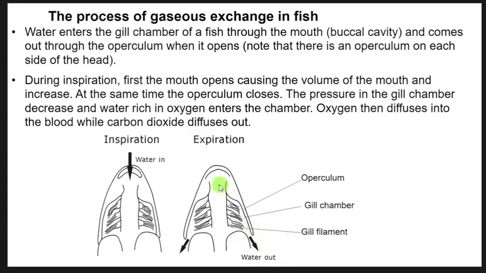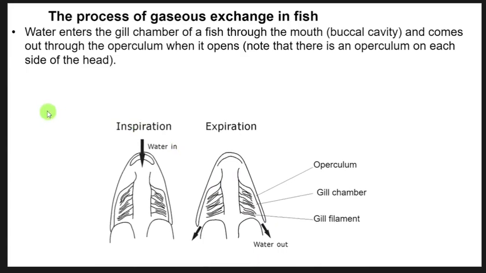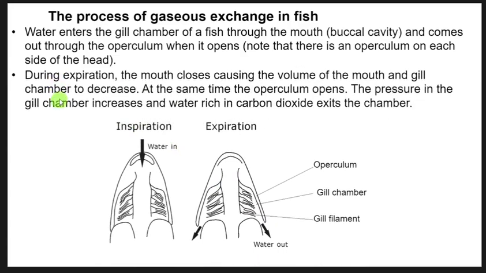All right. So what we are saying again is that expiration is the process when the fish is breathing out the water. The mouth closes, causing the volume of the mouth and the gill chamber to decrease. At the same time, the operculum opens. The pressure in the gill chamber increases and water rich in carbon dioxide exits the chamber. So the increased pressure is what pushes the water out, together with the carbon dioxide.